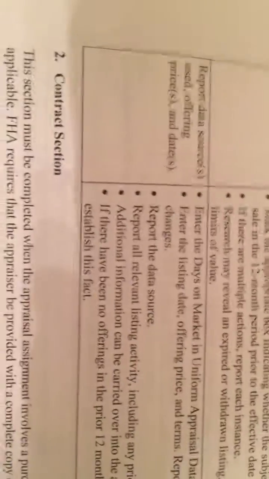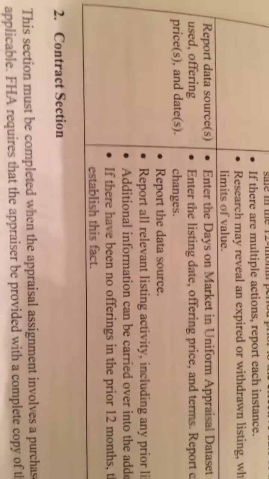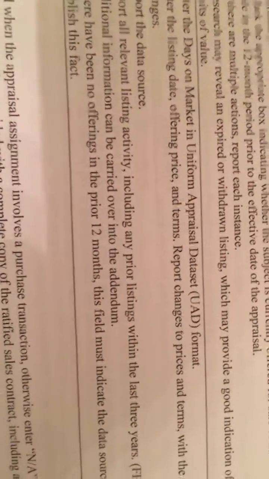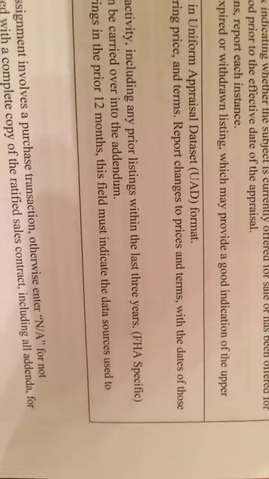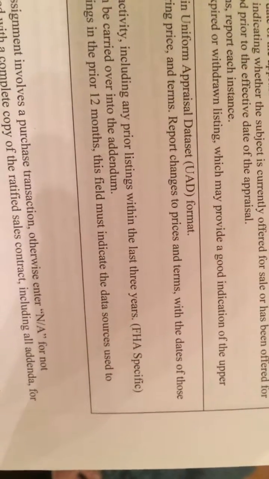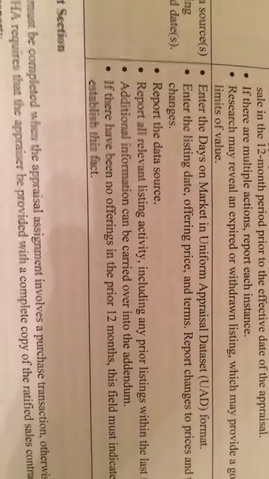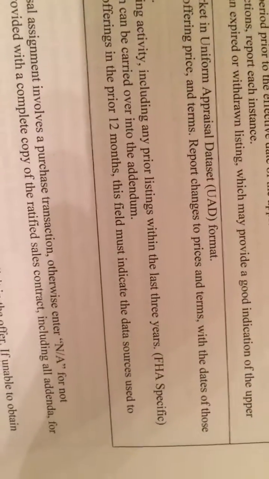Report data sources used, offering prices and dates. Enter the days on market in Uniform Appraisal Dataset, UAD format. Enter the listing date, offering price and terms. Report changes in prices and terms with the dates of those changes. Report the data source. Report all relevant listing activity, including any prior listing within the last 3 years.